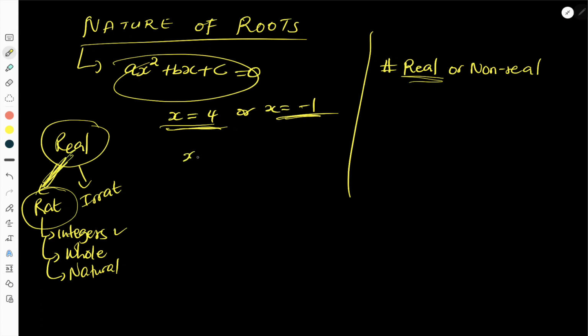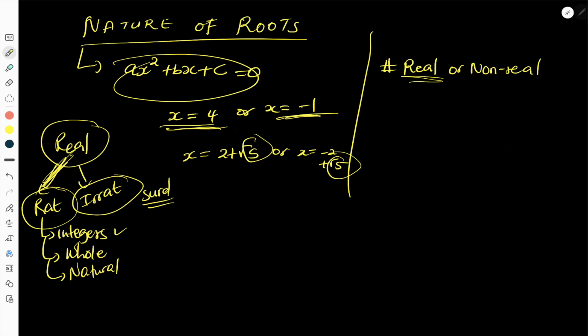And then if you get maybe x is equal to 2 plus square root of 5, or x is equal to -2 plus square root of 5, because of the square root of 5, it's a surd. It means surds lie under irrational numbers. So the roots are irrational, but also remember they are real when you use this number system. So that's what we check.